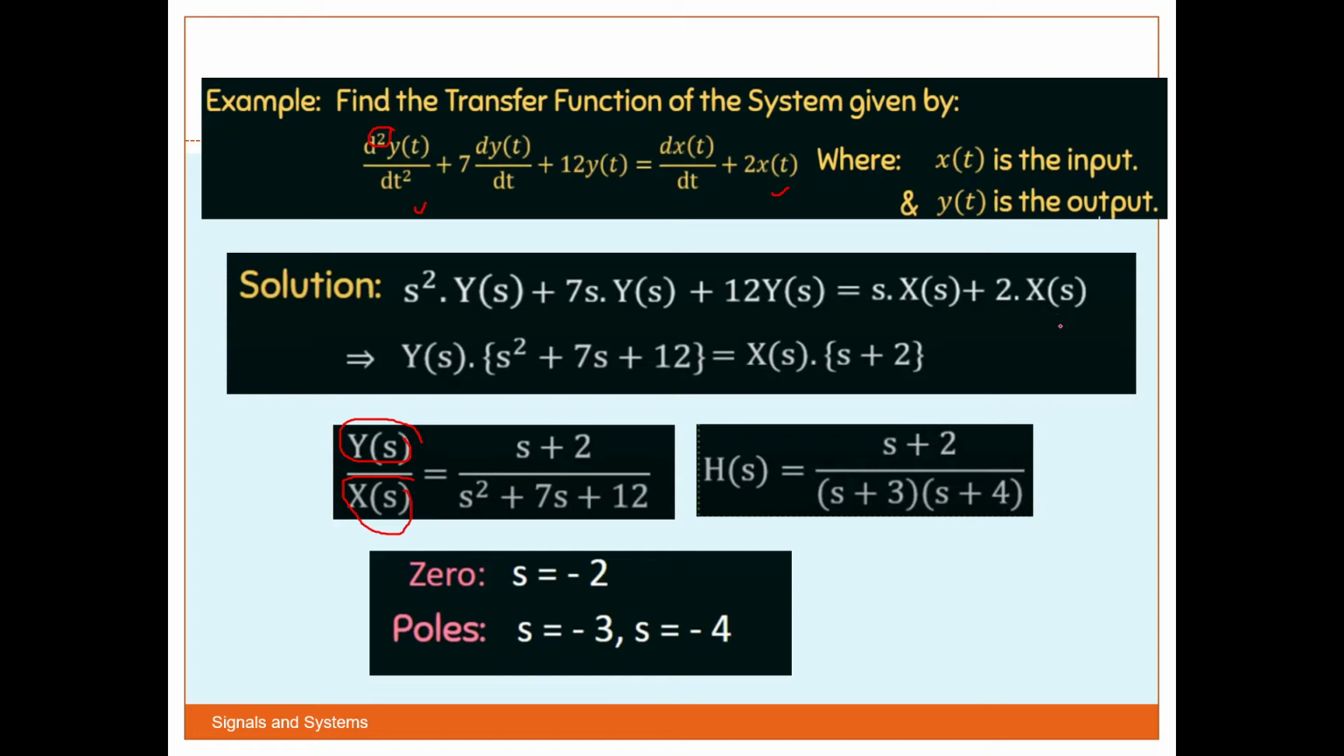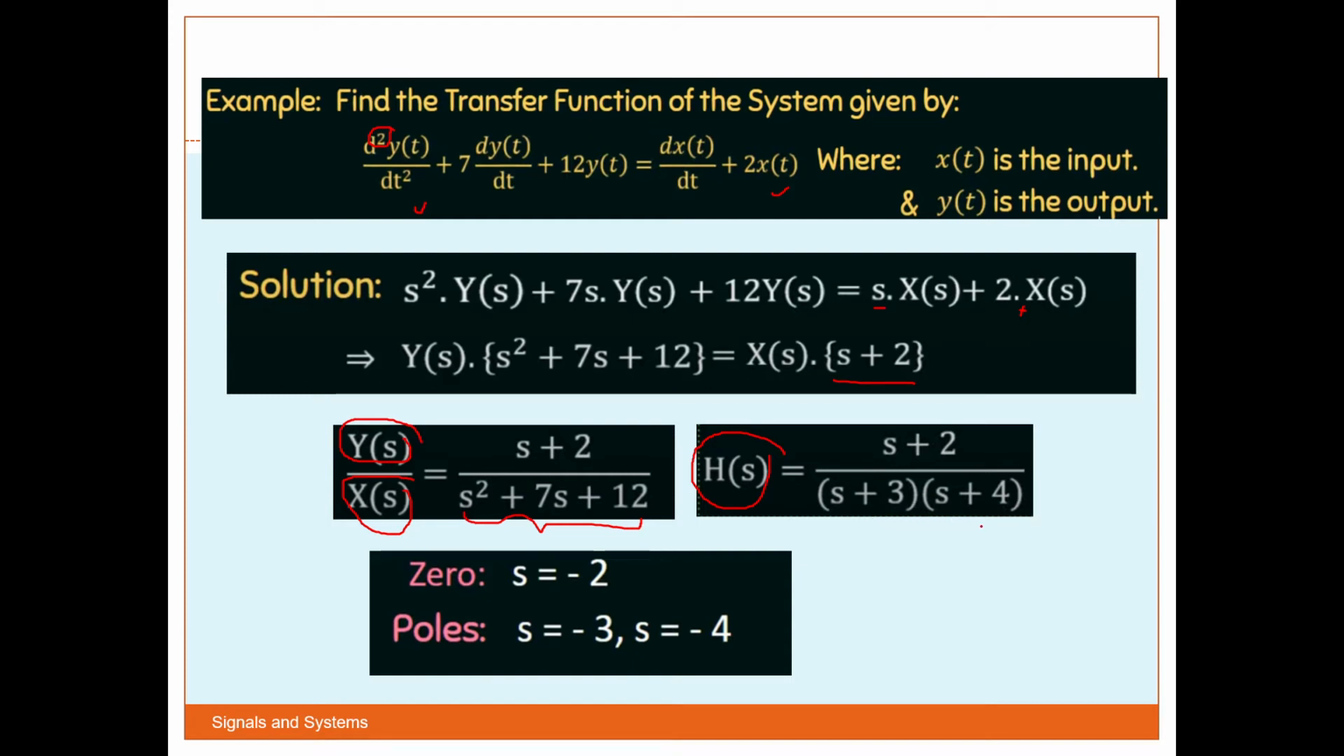Okay, here is the first order, then this is the coefficient. So we factorize Y(s) and X(s). Now we can divide Y(s) by X(s), output divided by input, and rearranging these we get s plus 2 divided by s squared plus 7s plus 12. Alright, so now it is a transfer function. We factorize the denominator and it becomes s plus 3 multiplied by s plus 4.